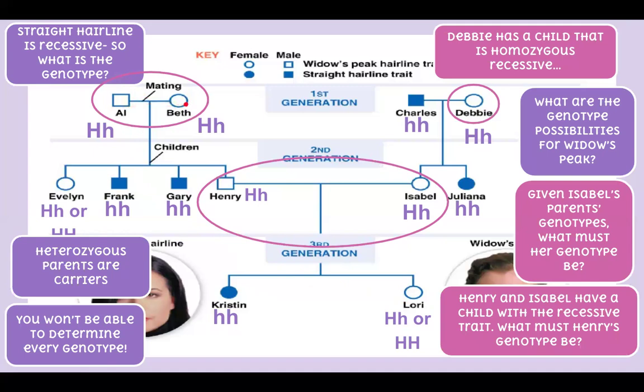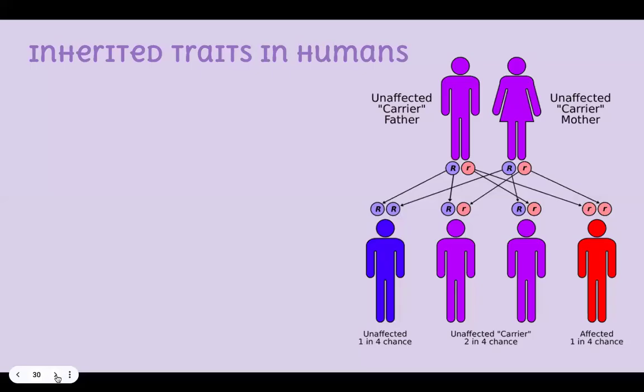But this is hairline, and we don't really care what someone's hairline is. So it doesn't really matter who is a carrier and who is not. This becomes more important in traits or genes that cause disease or disorder.